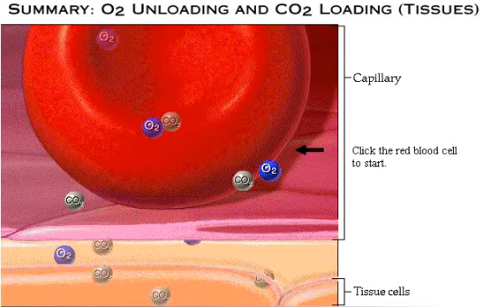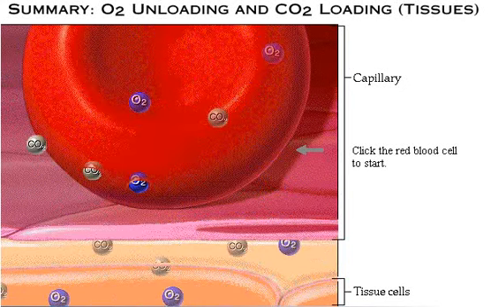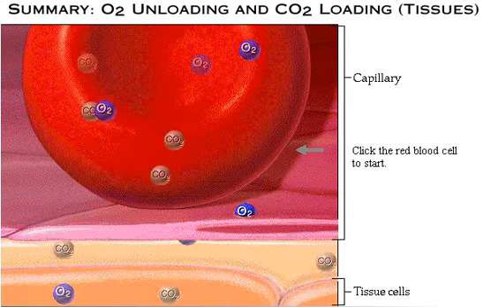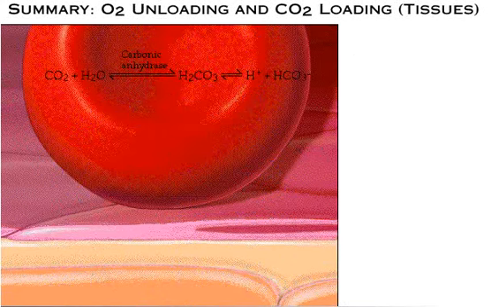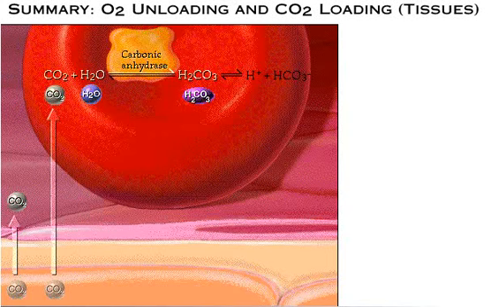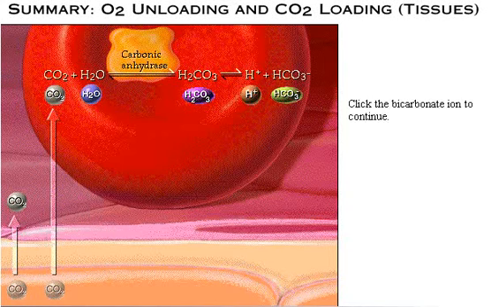Now let's summarize internal respiration in the tissues. Click the red blood cell to start. During internal respiration, a small amount of carbon dioxide remains dissolved in the plasma, but most continues into the red blood cells, where much of it combines with water to form carbonic acid. The carbonic acid then dissociates into hydrogen and bicarbonate ions. Click the bicarbonate ion to continue the reactions.